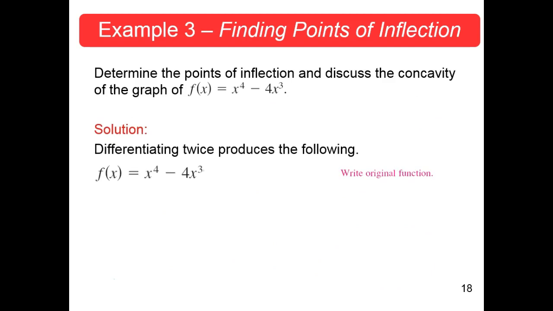They'll do a little bit more. Differentiating twice produces the following. Here's your original function. F of x is equal to x fourth minus 4x cubed.